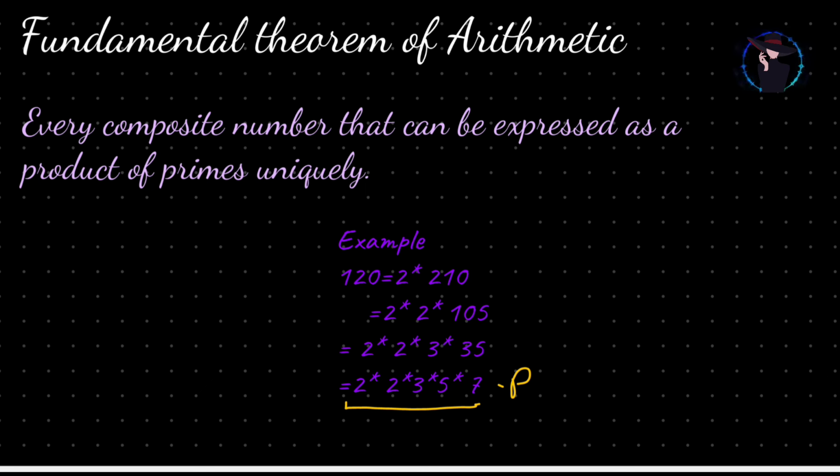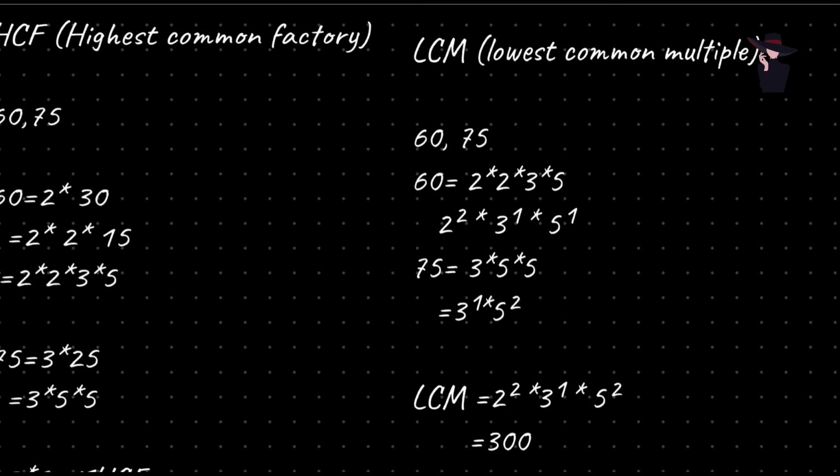Okay. So where is this theorem used? It is mostly used to find HCF and LCM. What is HCF? Highest common factor. How are you going to find the highest common factor? Let's take two values, 60 and 75. Let's elaborate using the fundamental theorem of arithmetic.